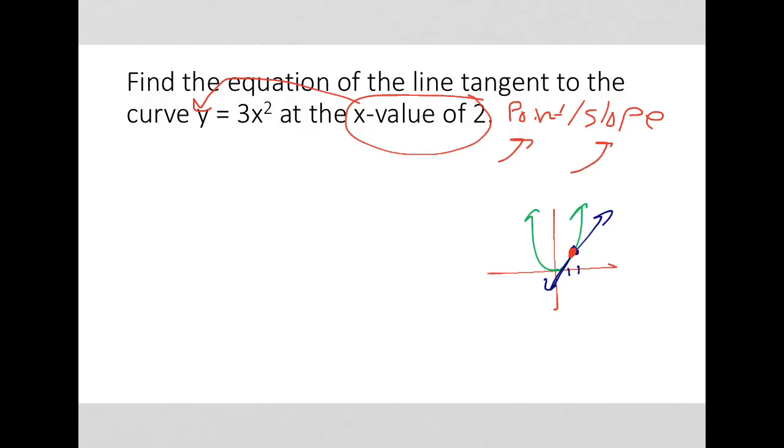So we know the x value of the point is 2, so plug that into the function to find the y value. So y equals 3 times 2 squared gives me 12. So I have the point (2, 12).